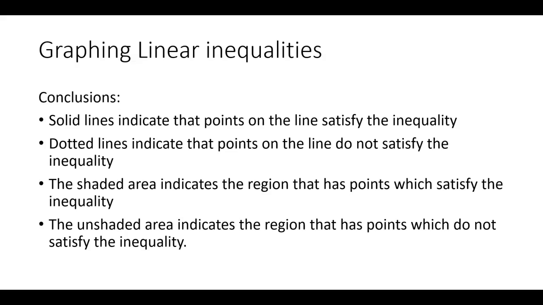So solid lines mean the points on the line work. Dotted lines mean the points on the line don't work for that equation. Shaded means they work. Unshaded means they don't. So that's how we show on a graph which points work and which ones don't. Solid versus dotted, shaded versus unshaded. Okay.